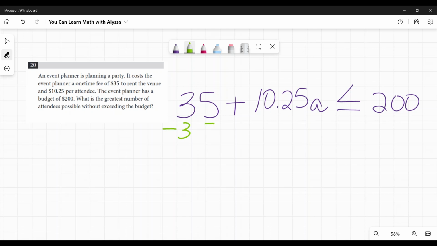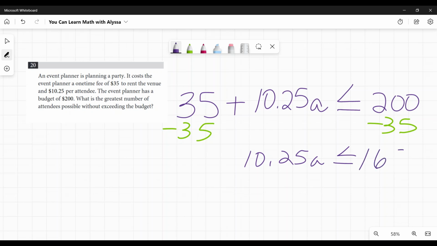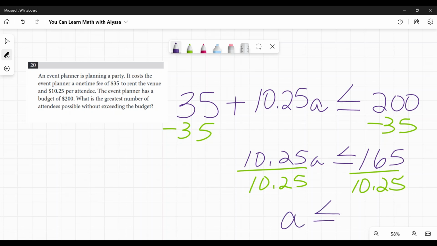I'm going to subtract 35 from both sides, and I get 10.25A is less than or equal to 165. Then I'm going to divide both sides by 10.25. And when I type that into my calculator, I get that A is less than or equal to 16.09. So obviously we cannot have 16 and essentially a tenth of a person. So 16 would be the highest number of people she can have without exceeding the budget.